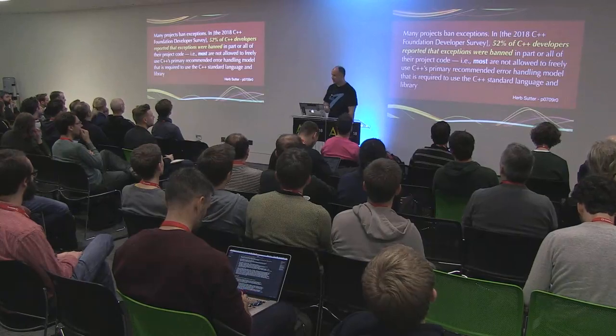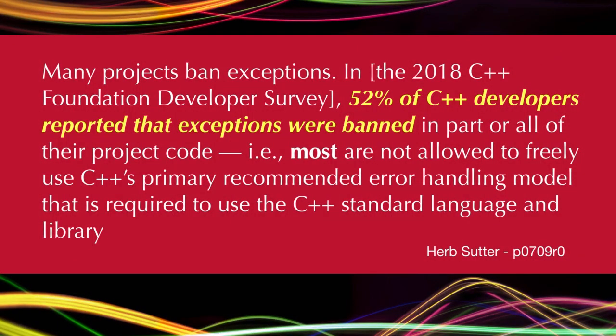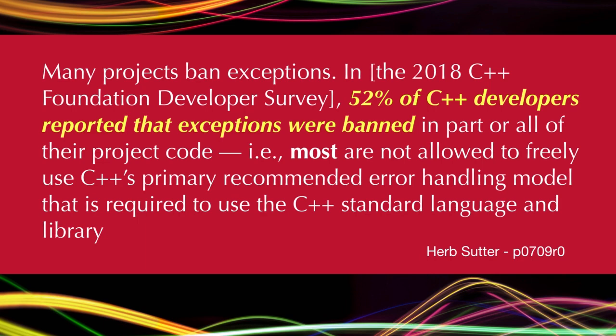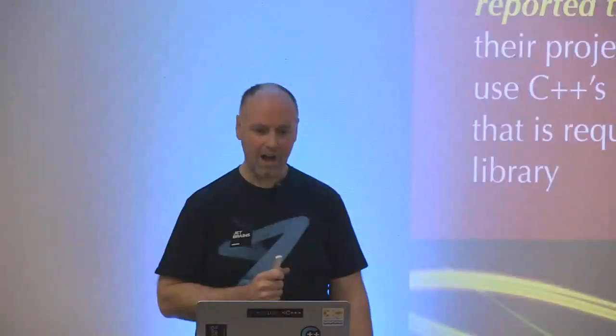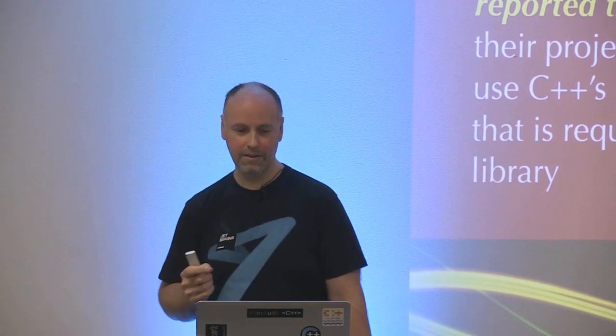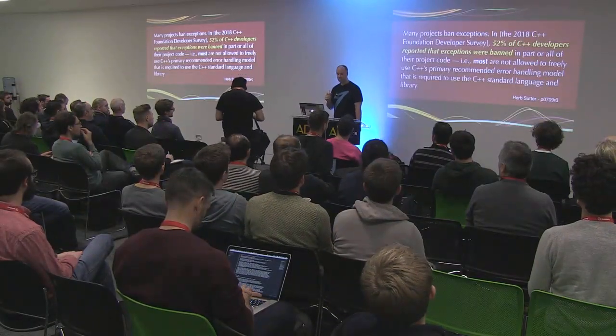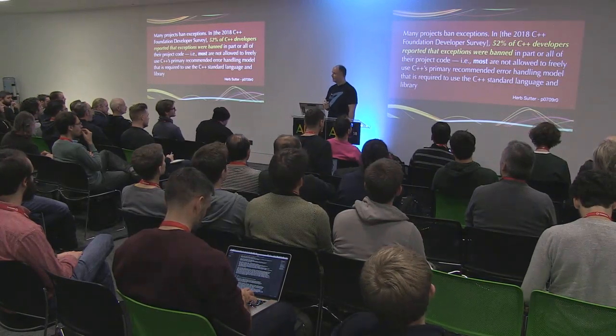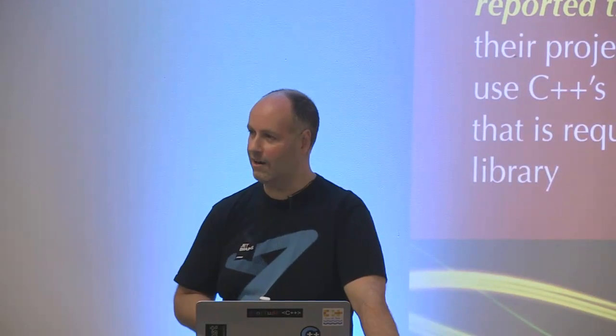So in the 2018 C++ Foundation Developer Survey, the bit in yellow quotes 52% of C++ developers. So not necessarily restricted to low latency or other parts of the industry that are more sensitive to this, but of all C++ developers, 52%, more than half, reported that exceptions were banned in part or all of their project code. It goes on to say, i.e. most are not allowed to freely use C++'s primary recommended error handling model that's required to use the C++ standard language and library.